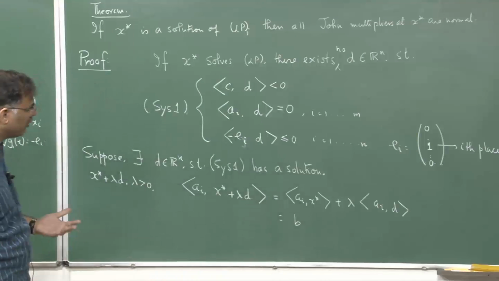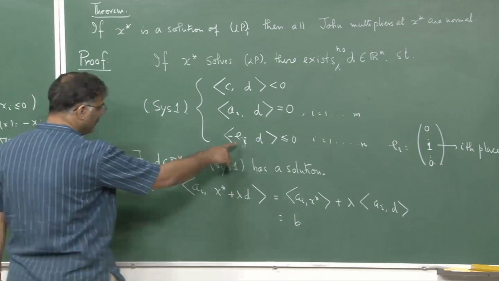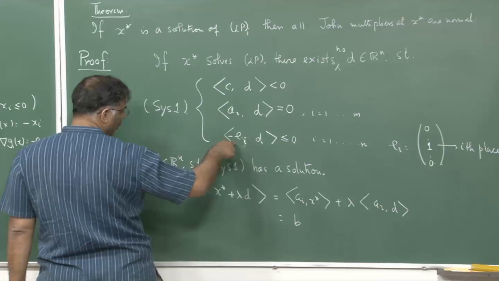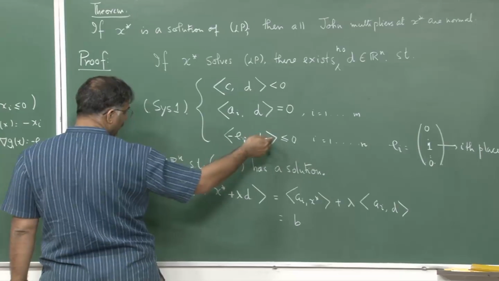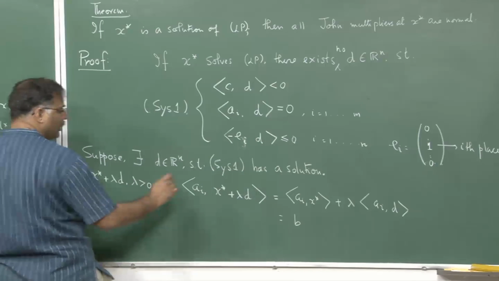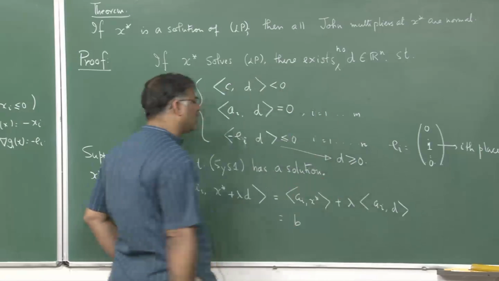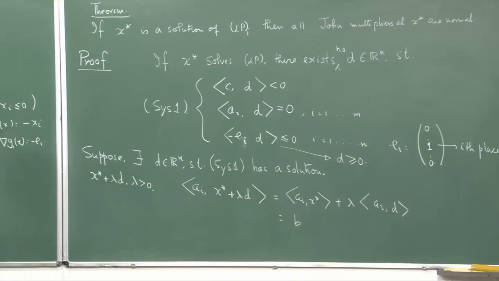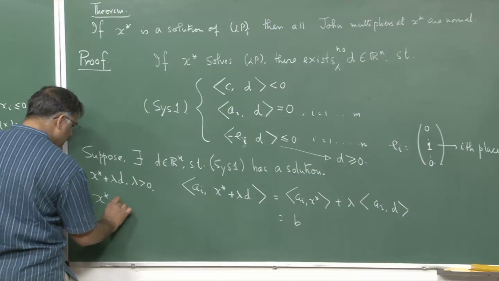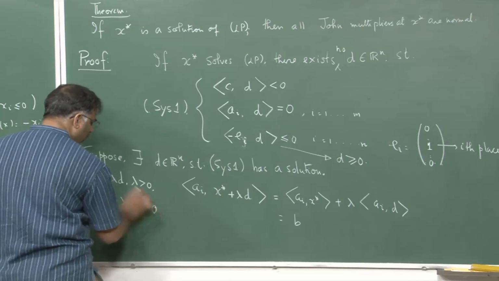Now, how do I know that x star plus lambda d is also component-wise greater than or equal to 0? To see this, observe this equation, this would give you minus d1 less than or equal to 0. So, d1 greater than or equal to 0, similarly d2 greater than or equal to 0. So, basically what this equation gives you is that d is a vector which is component-wise greater than or equal to 0. Once you have that fact, you can immediately see that x star plus lambda d is also greater than or equal to 0 component-wise.